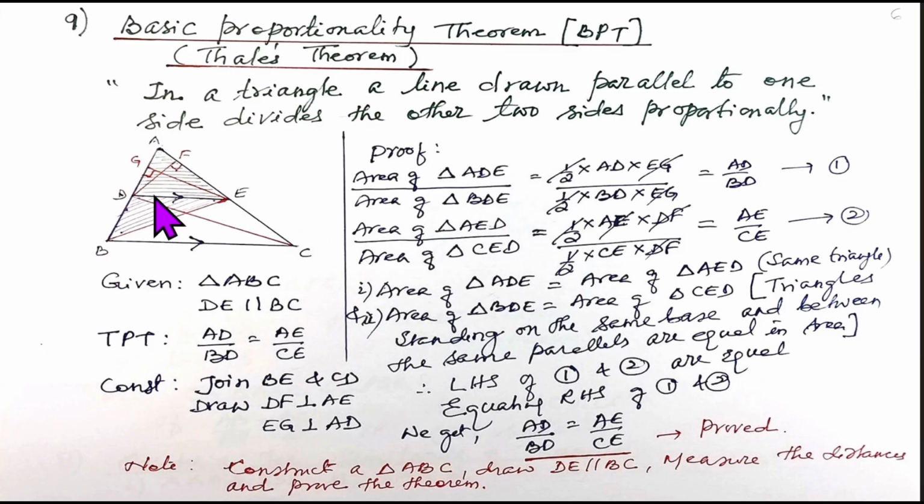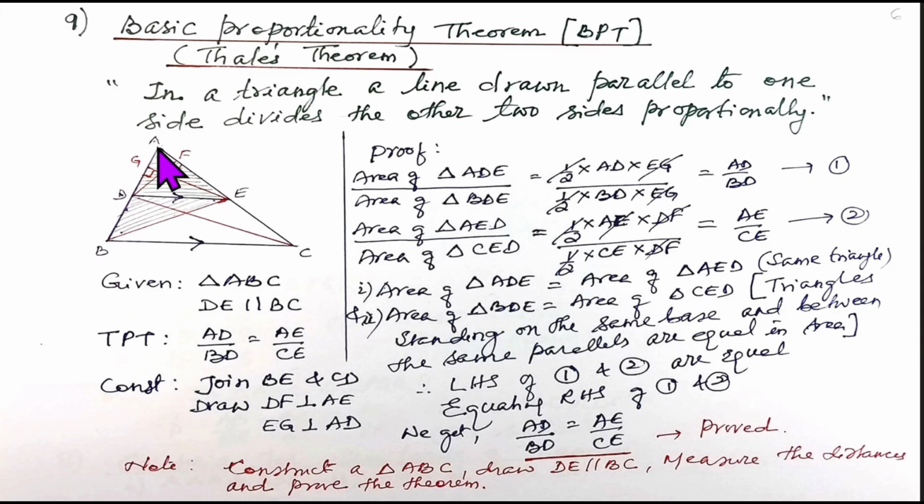Take the triangle ADE. We have to take the ratio of two triangles here: area of triangle ADE upon area of triangle BDE. I have taken here the ratio. Now, area of triangle ADE is equal to half into base into height, that is half into AD into EG, divided by the area of triangle BDE, which will be again half into BD into the height, that is EG. Half cancels, EG cancels, therefore it is AD by BD. Let us call this as 1.